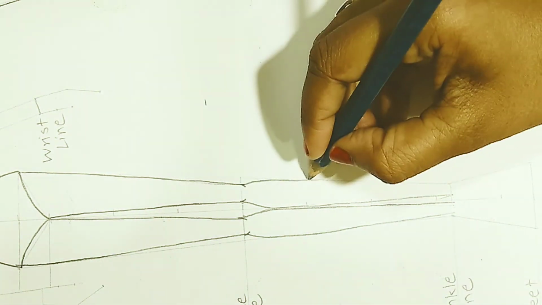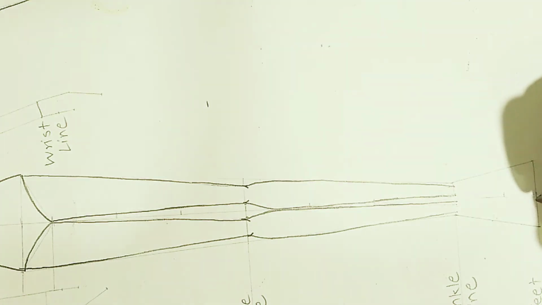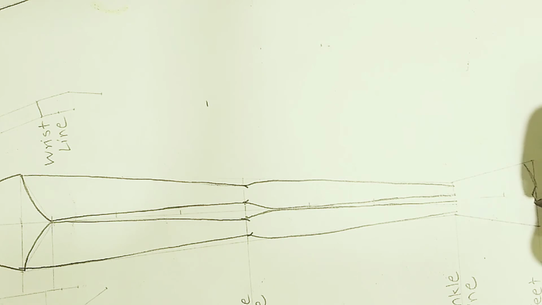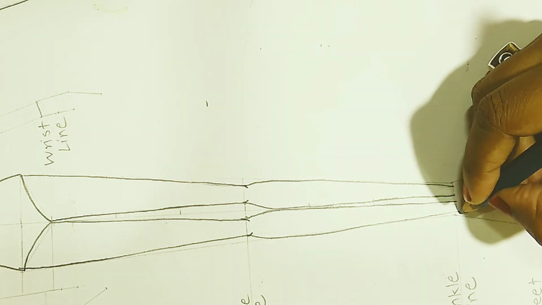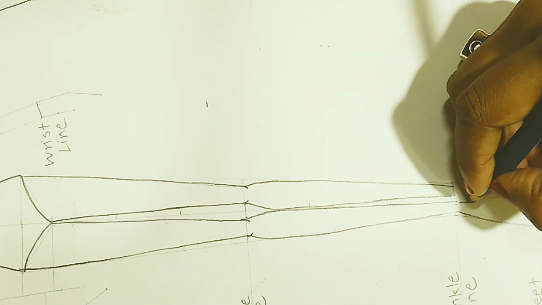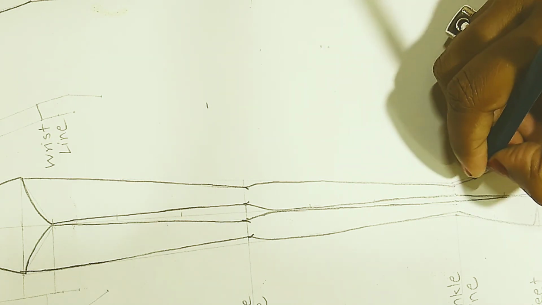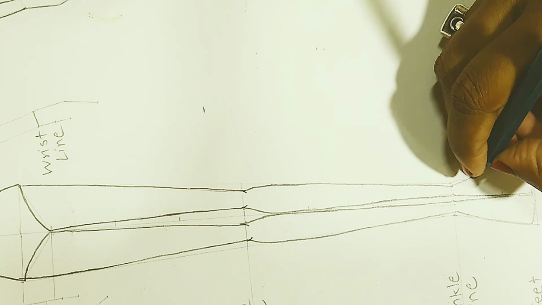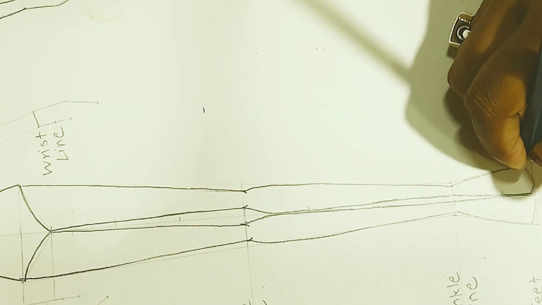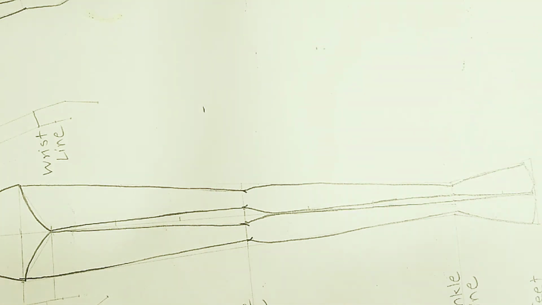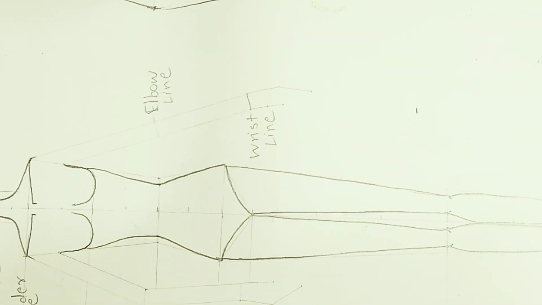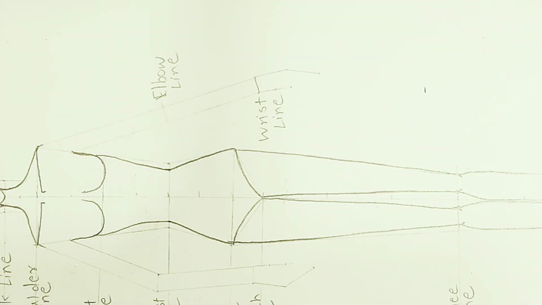After completing both legs, we will draw the feet. In fashion design, feet and palms are not so important to draw in detail. You will also observe that in the fashion figure, the legs and hands are in elongated form compared to normal human proportion.